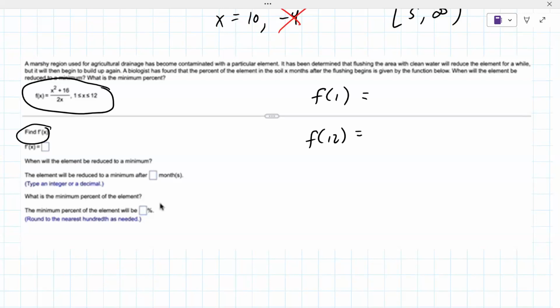So let's do it. Let's evaluate when x is 1. So we just plug in. Exactly, yes. Put that number in for x. It ends up being 8.5. And then for 12, this one ends up being 20 over 3, which approximates to about 6.67. Any questions on that?